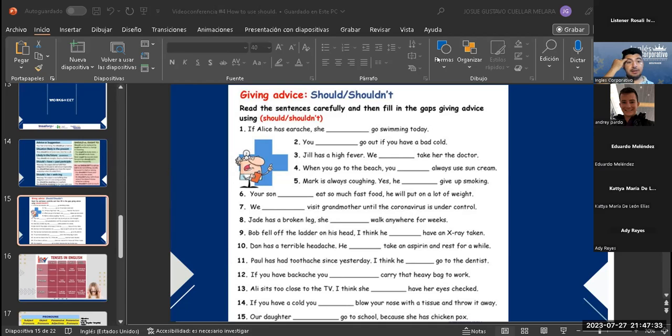Okay, let's complete this. Here we have advice, should or shouldn't. We have 15 sentences in which we have to give good suggestions. Okay, maybe we can have Katia ready. I don't know if Katia is ready with her sentence, and if yes, then we go with Daniel. Okay, number one is, if Alice has an earache, she shouldn't go swimming today. Yeah, earache, dolor de oídos, is really disgusting. So this person definitely shouldn't go swimming. Okay, thank you. Daniel, are you there?